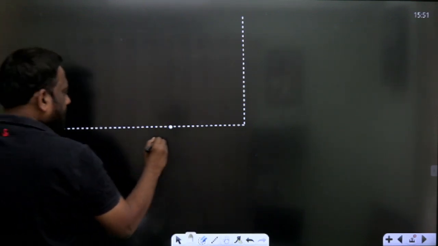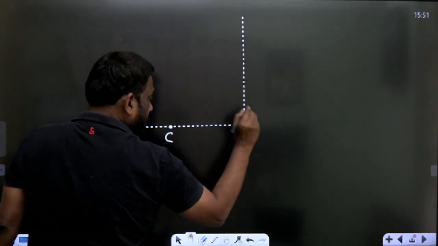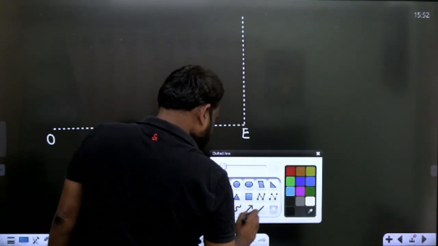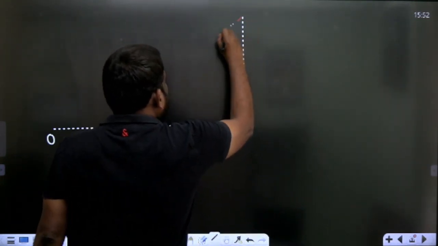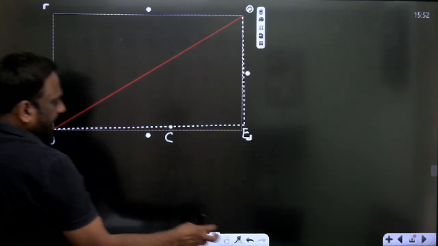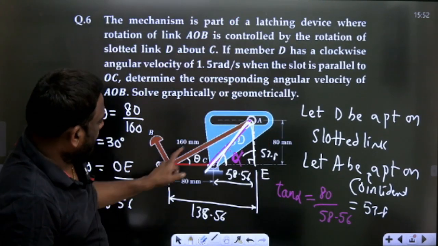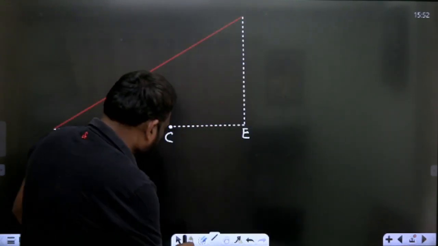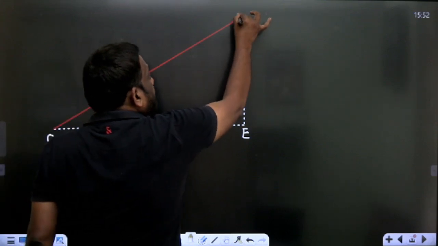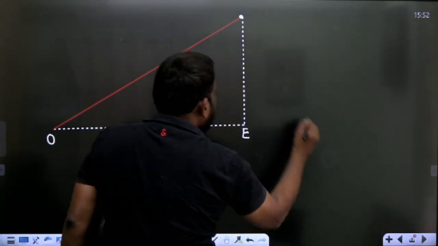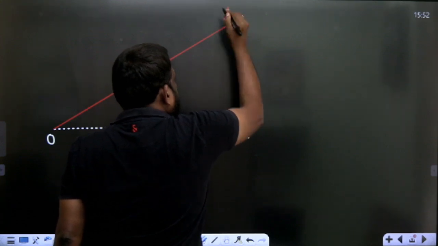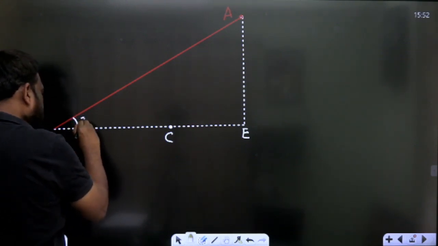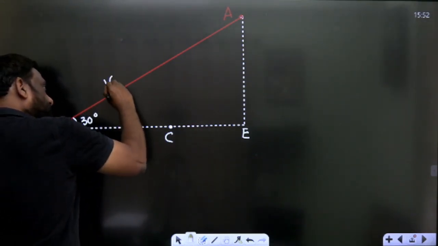This is O. This is C. This is E. Wait. Now let me join this. Visualize carefully. Now look, this red link. So this is A. Where is A? A is on this red link. So therefore, on the red link there is point A, and this angle is, as we already know, 30 degrees. This length is 160, already we know.